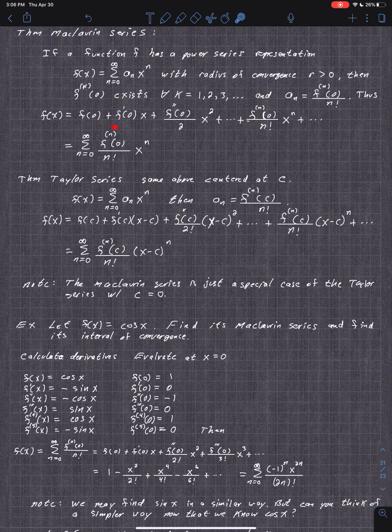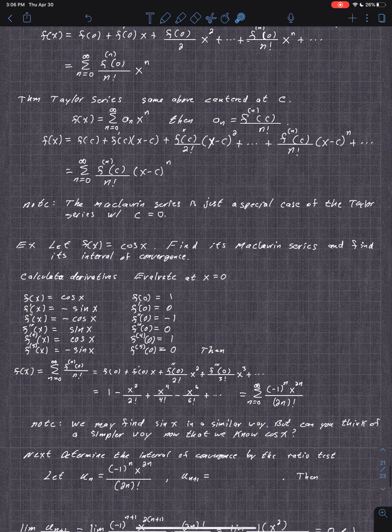So that's a sub n times x to the n, of course. This is the Maclaurin series. The Taylor series is really the more general case. This is what we call centered at c, or some constant. Then f of x has this form.